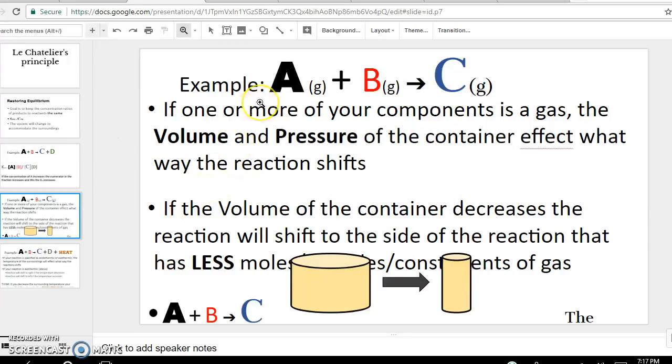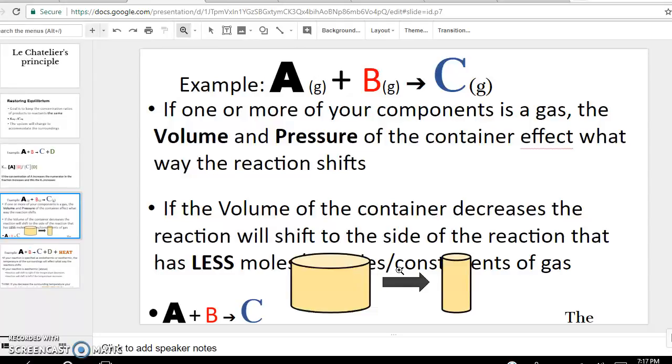In this particular example, we have A plus B, which are the products, both are gases, equal to C, which is the reactant, which is also a gas. If one or more of your components is a gas, the volume and pressure of the container affect what way the reaction shifts. If the volume of the container decreases, the reaction will shift to the side of the reaction that has less moles or atoms or contents of gas.